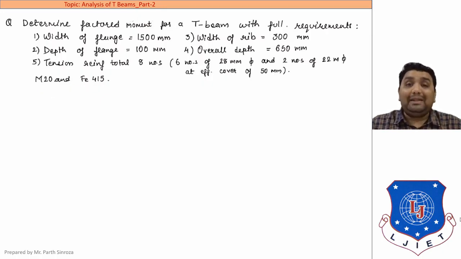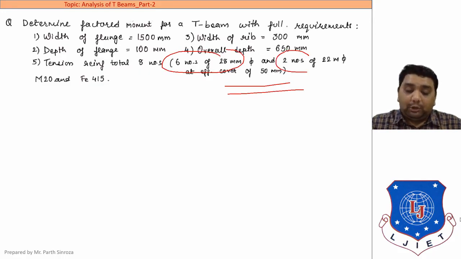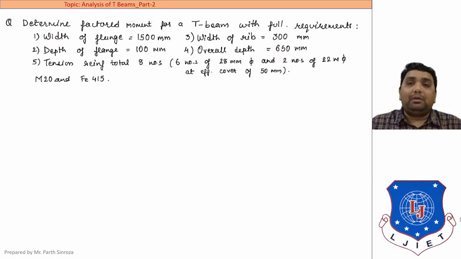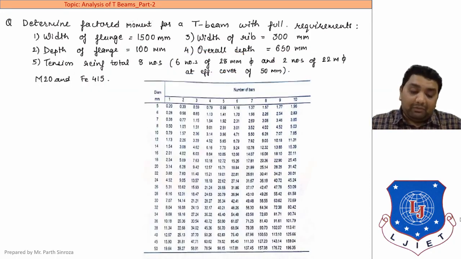While finding AST, again there are two methods. You can either use manual calculation or the steel table. Manually you can solve by adding these two things, that is, 6 into pi by 4 into 28 square plus 2 into pi by 4 into 22 square. But it will be easy if you look at the steel table. From the steel table, we can directly see these values. For 6 numbers of 28 mm dia, we see the row having 28 dia and the column having 6.